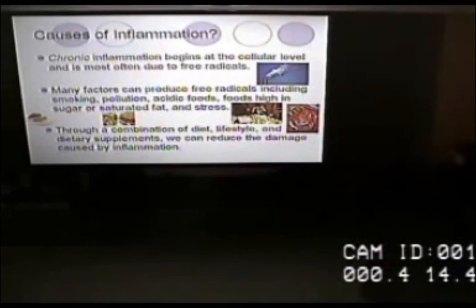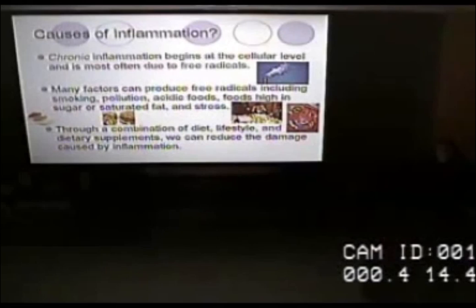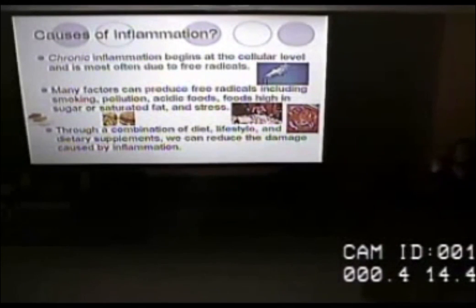So causes of inflammation, a lot of them. Chronic inflammation begins usually at the cellular level. Has anybody heard of free radicals and what they are? Okay. So these are called reactive oxidative species, ROS. What it is is oxidation. It's oxidizing the cells, making them age, like what would happen if you took a nail and it oxidizes, it gets rusting. So it's the rusting of our cells.